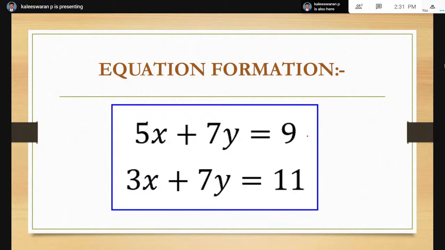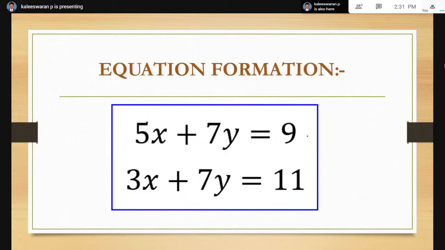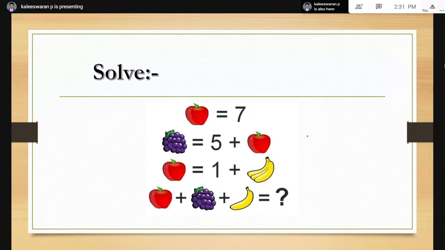The second one is equation formation. Equation formation is writing the question, the same story, but in mathematical format. Okay, can you solve this question? I'll give 10 seconds.